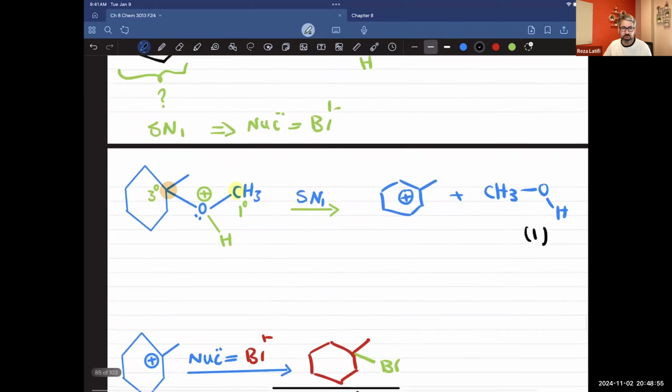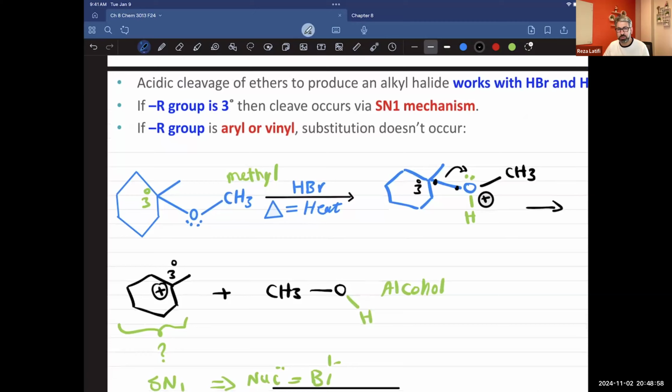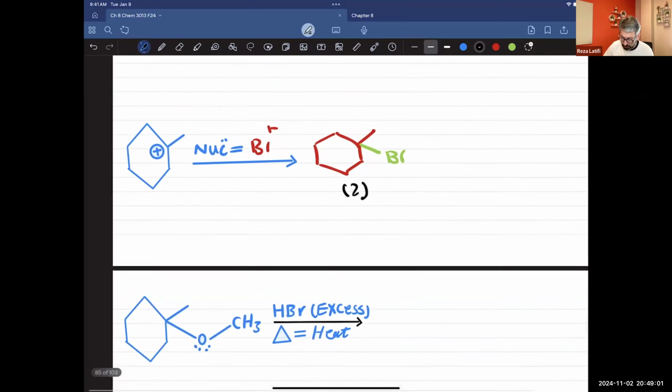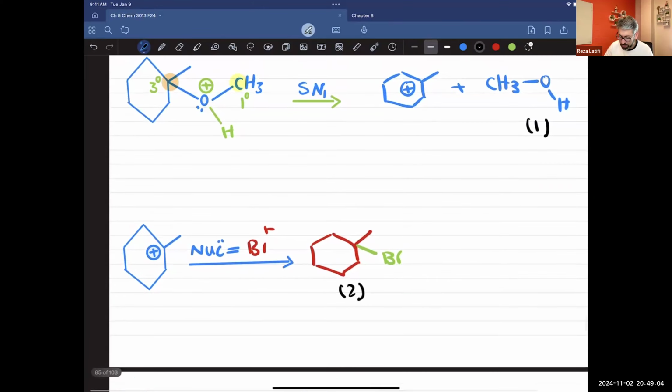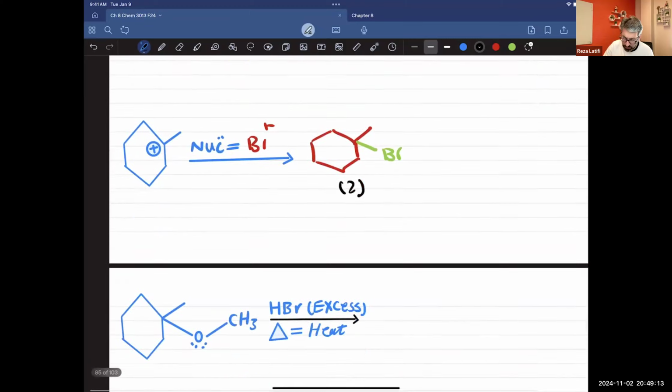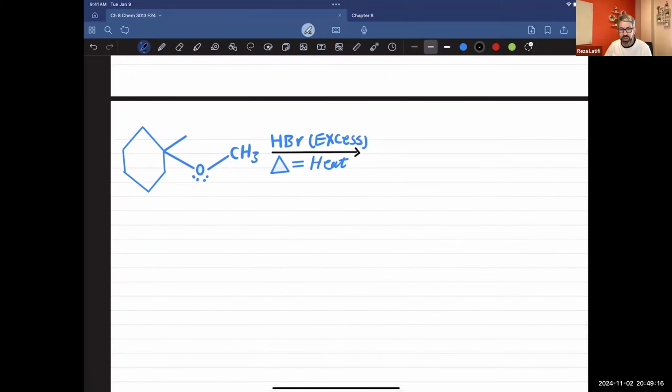Okay, now because they did not use excess HBr, the reaction is going to stop here. So the final products will be methanol plus 1-bromo-1-methylcyclohexane, the second product. Now, if you use two moles or more, excess HBr, in that case, you will get two products. The first product will be CH3, because it has less substitution, the halide will be attached to it, so bromide will be there. And as the second product, it will be this.